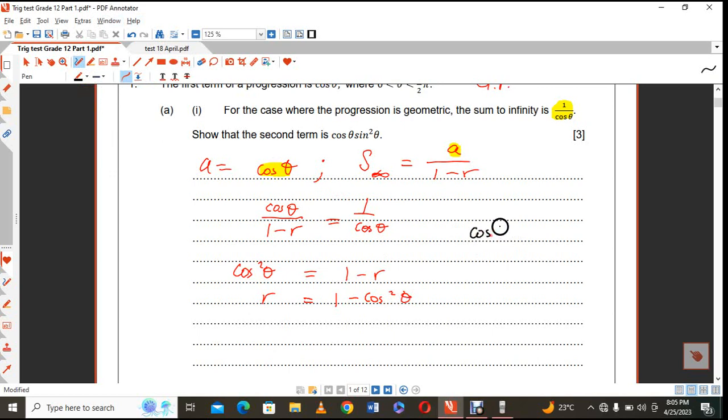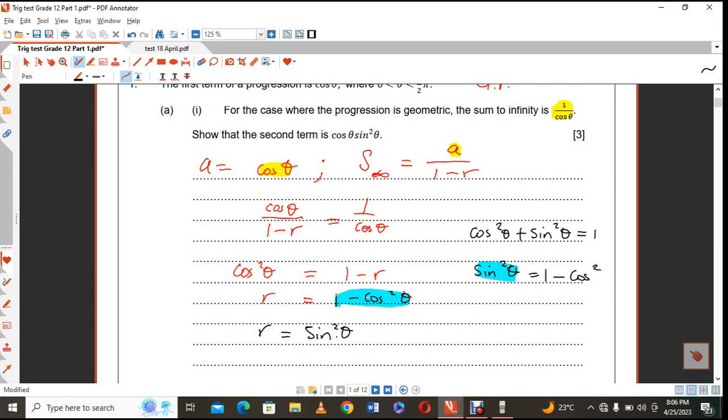Let me just take you back to what I was talking about: cos square theta plus sine square theta equal to 1. If you make sine square theta the subject of the formula, I hope you are familiar with your Pythagorean square identities, sine square theta equals 1 minus cos square theta. So then we replace this whole 1 minus cos square theta here by sine square theta. That gives me that r therefore is equal to sine square theta.